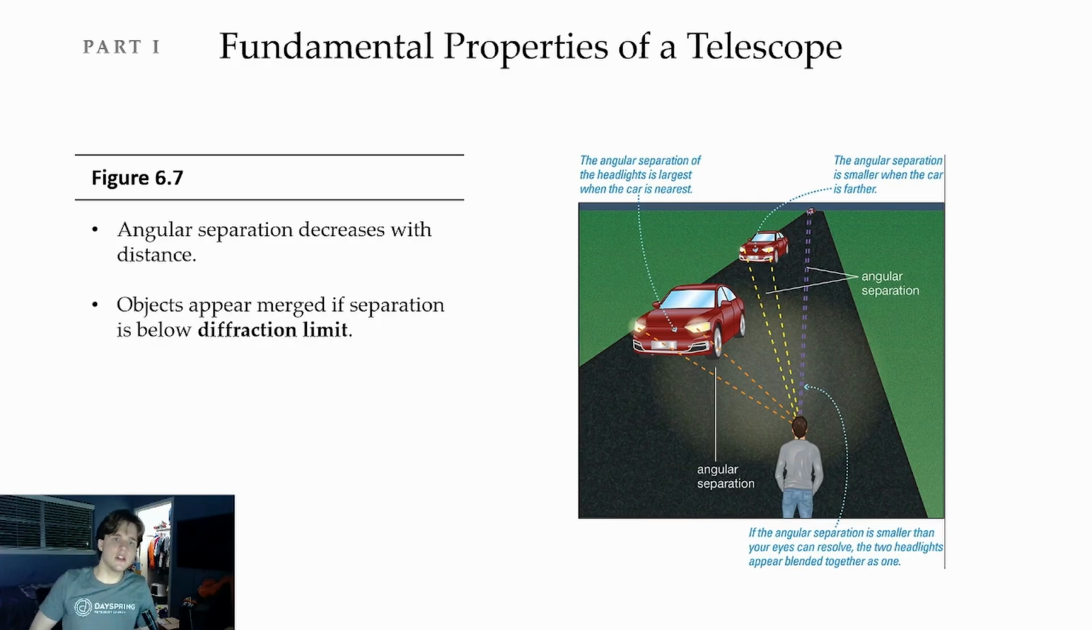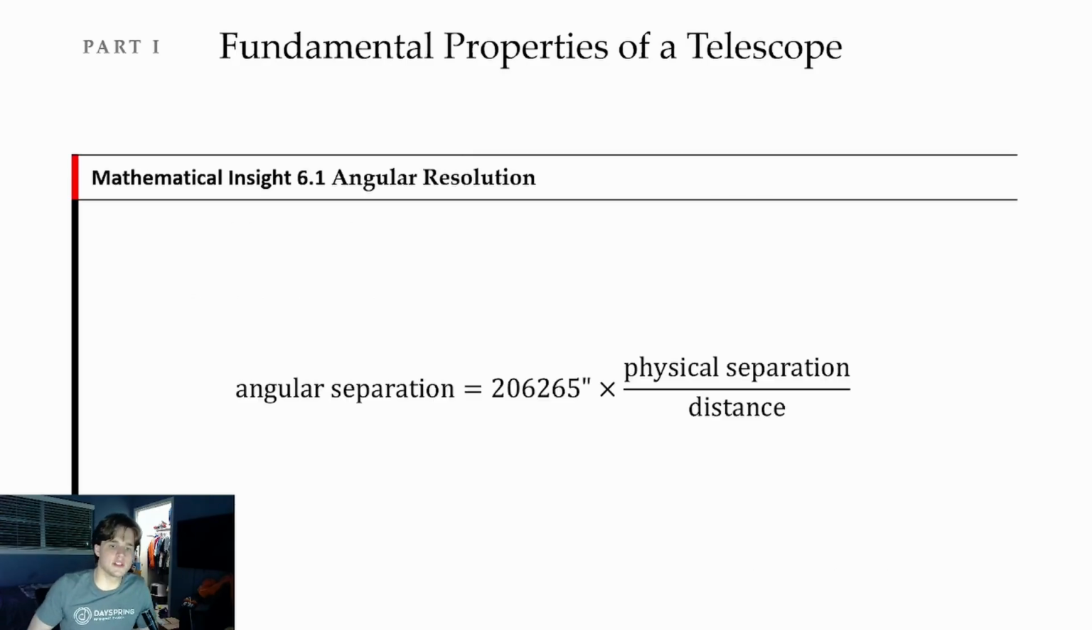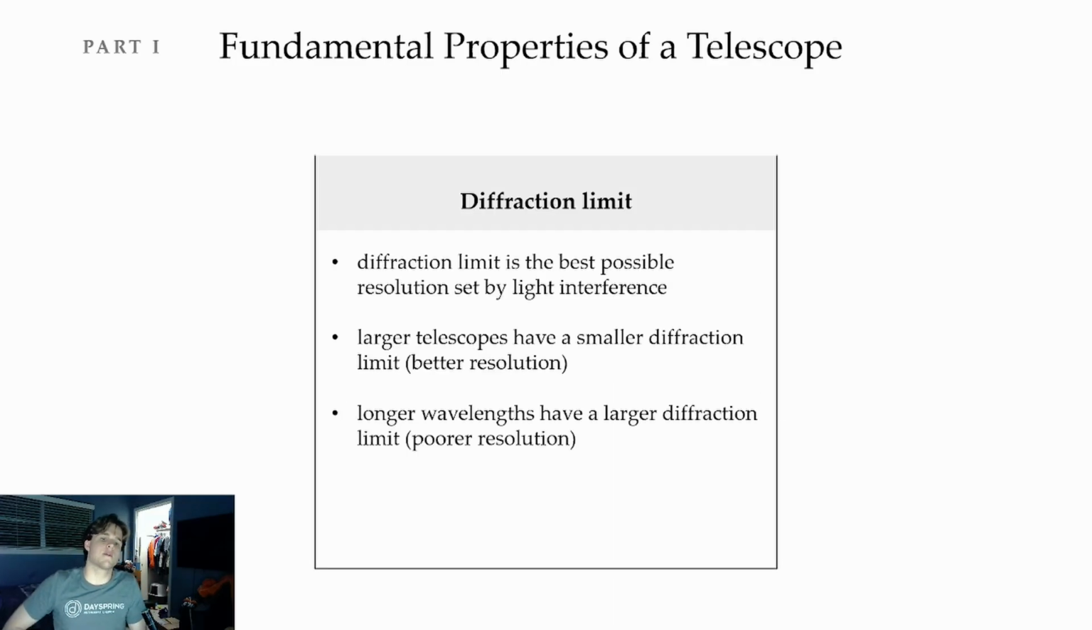And that's because the angular separation of the two headlights is below something called the diffraction limit. But as the car gets closer, the two headlights become distinct. The formula for angular resolution is this, and it returns the angular resolution in arc seconds. Now, what is the diffraction limit? Well, it's the best possible resolution set by light interference. Larger telescopes will have a smaller diffraction limit, and longer wavelengths coming into the telescope will have a larger diffraction limit, and this impacts the resolution.